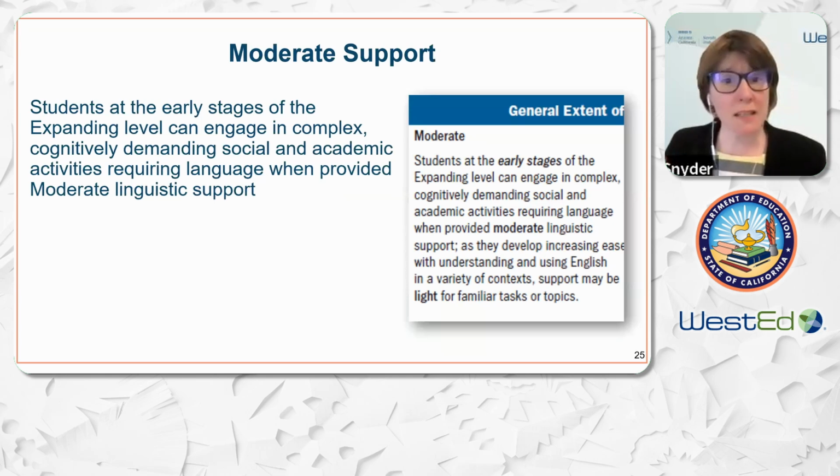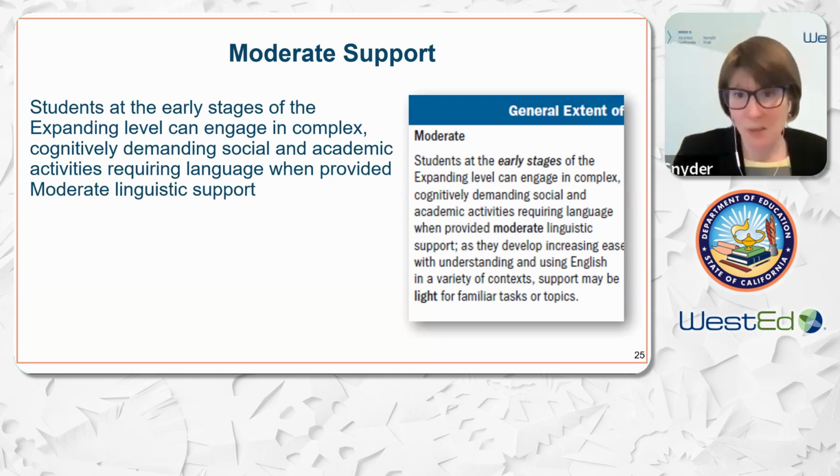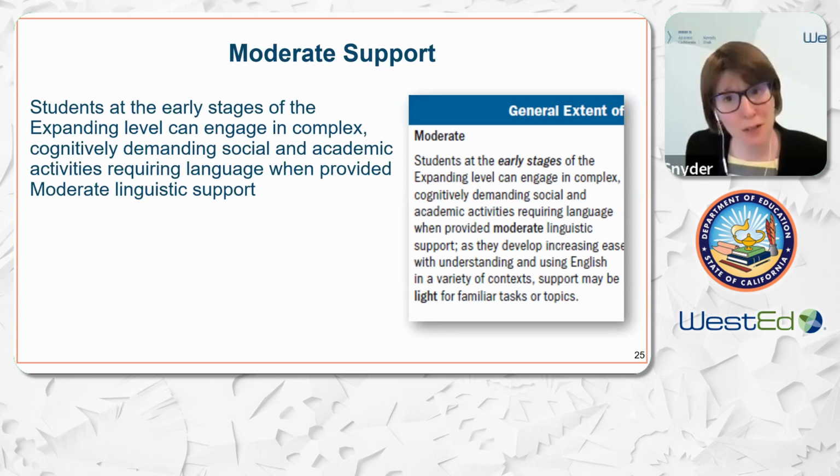Students at the early stages of the expanding level can engage in complex, cognitively demanding social and academic activities requiring language when provided moderate linguistic support. And as they develop increasing ease with understanding and using English in a variety of contexts, support may be light for familiar tasks or topics. The image on the slide shows the moderate support section on the chart.